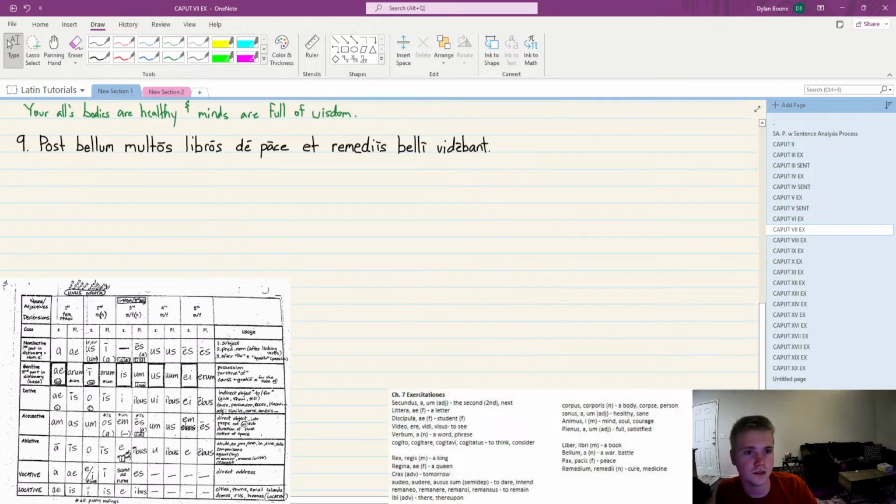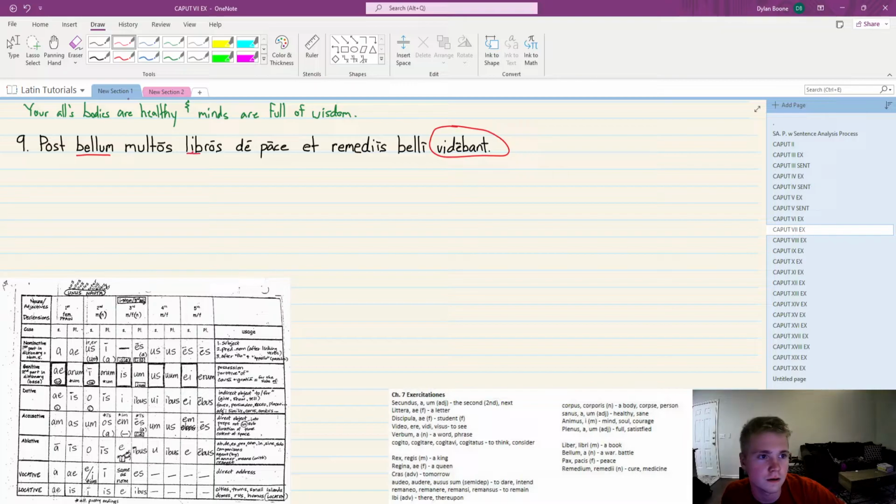So last one for chapter 7 here, which has several prepositions in it, which is nice. Same process: grab our verb, easy enough. Any other verbs? Nope. So now we just start underlining our nouns. A little bit more difficult here with these adjectives, but we actually have quite a few nouns here.